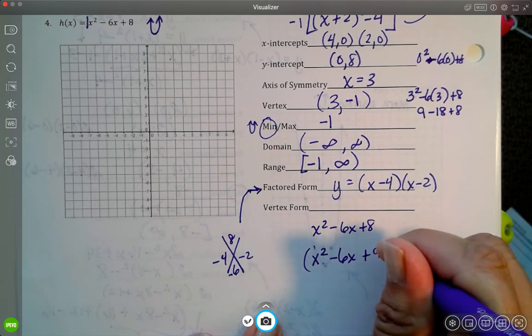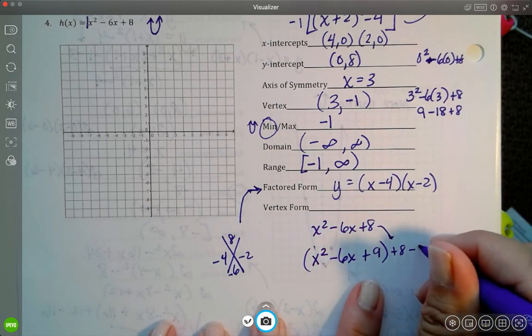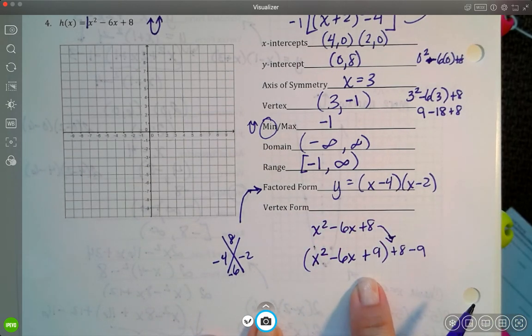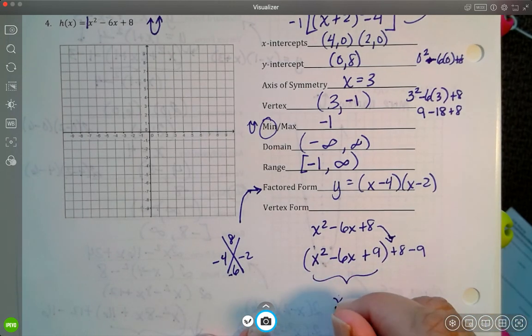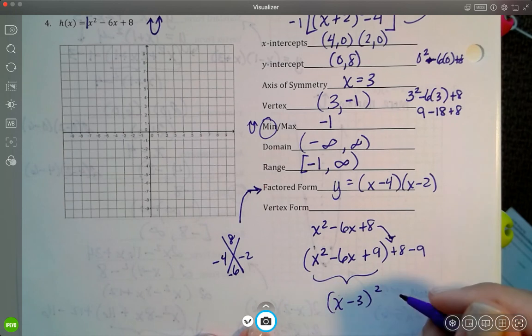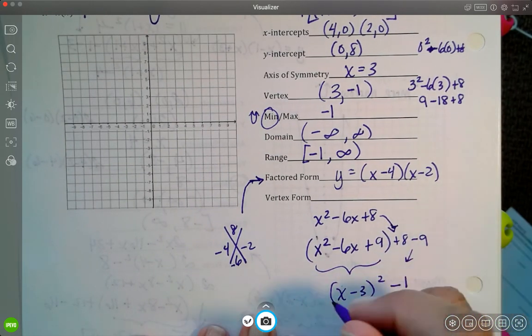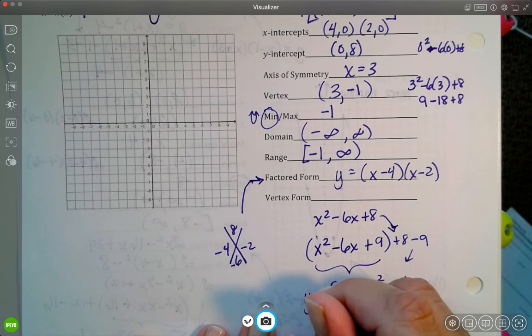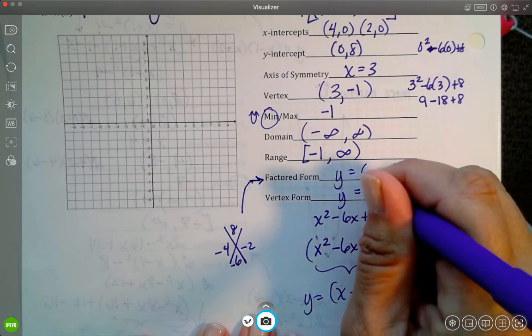I got to add my 8 back in here. I have to subtract my 9 that I already added. And then I have a perfect square trinomial, x minus 3 quantity squared, and then -1. Right? Okay, so this is good. y equals x minus 3 quantity squared minus 1.